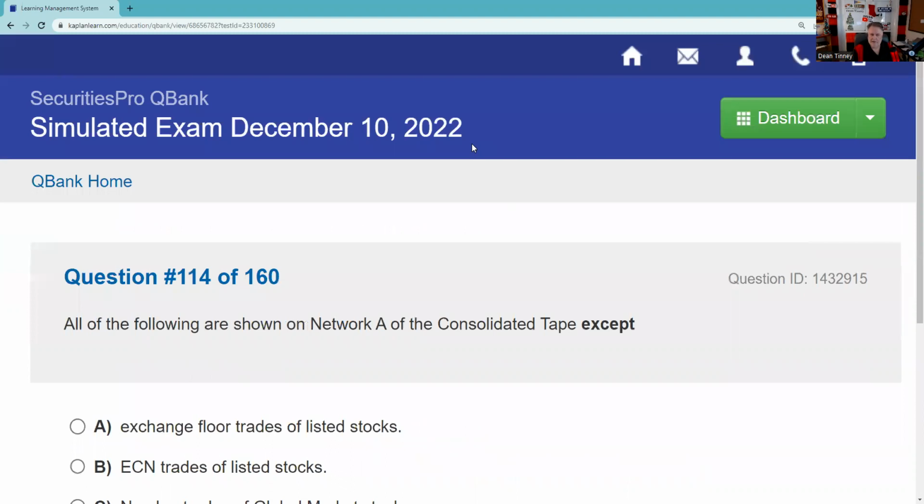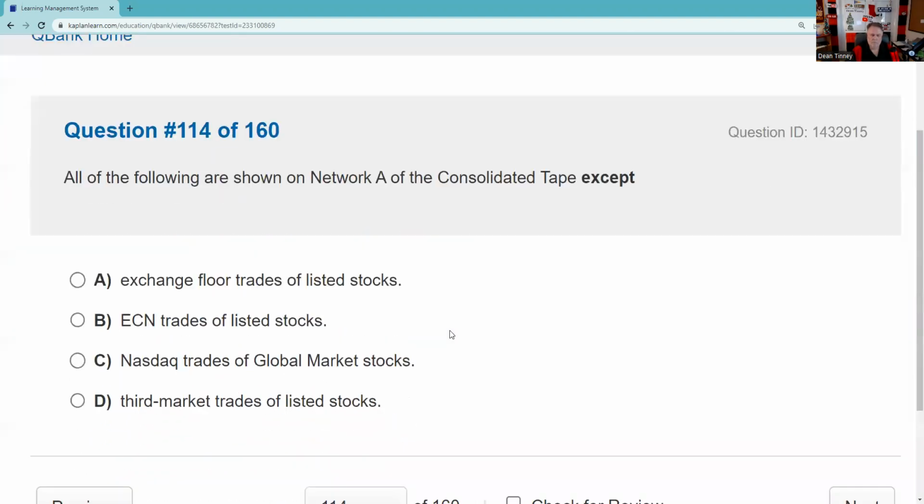Question 114. NASDAQ is on a different network, not network A. So it's NASDAQ. I wouldn't worry too much about what happens after the trade. I'd be worried more as a supervisor about what happens before the trade, in terms of execution, and making sure there's no shenanigans there. But it's NASDAQ trades for global market stocks.